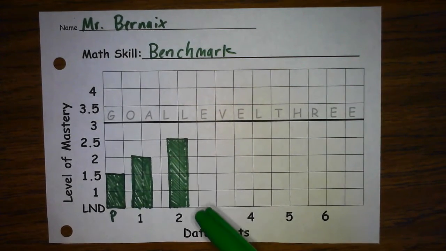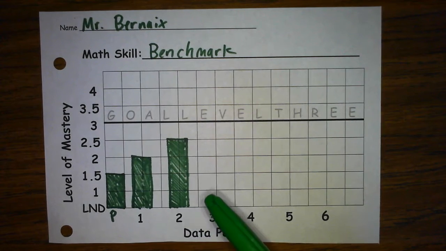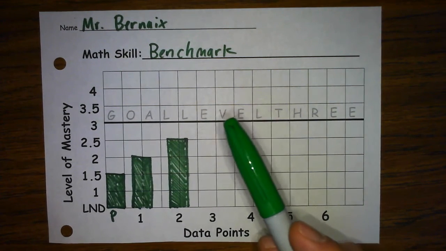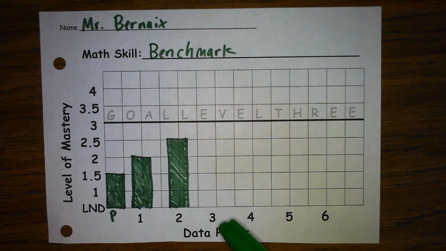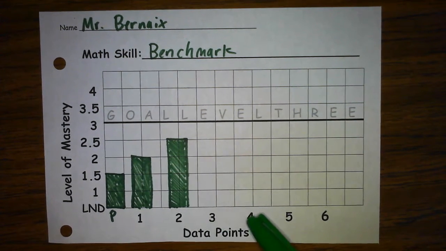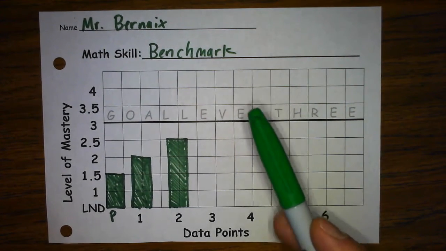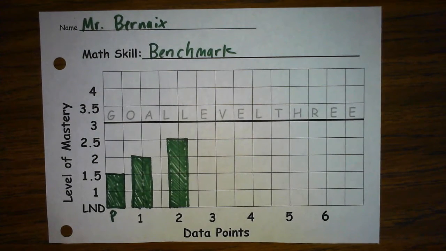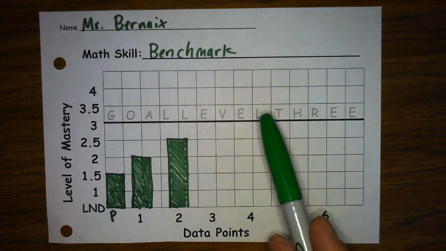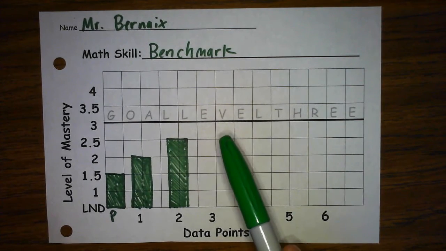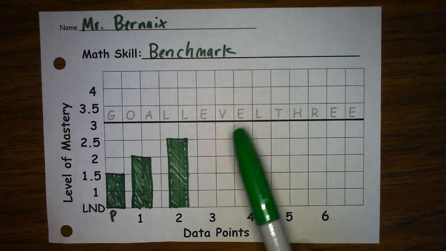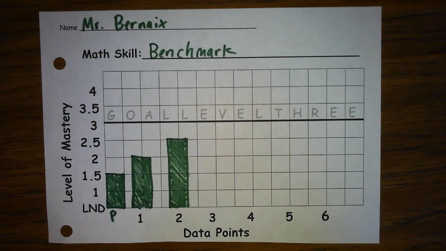So in my case, I still have a little growing to do because I'm trying to get to this level 3. So my goal would be, either by benchmark number 3 or the end of the year benchmark number 4, to get to that level 3 and maybe hopefully beyond. And that's going to be a predictor of how you may perform on the MAP test. This goal level 3 is proficiency. So if you get to that goal level 3 on the benchmark, the idea is that hopefully you would be proficient on the MAP test in math.